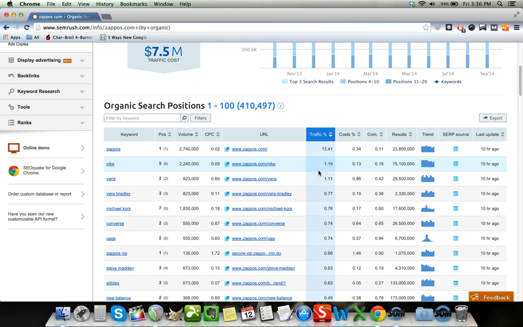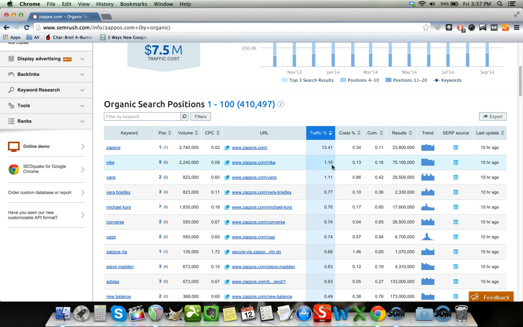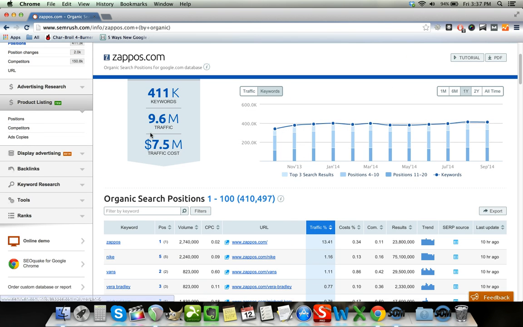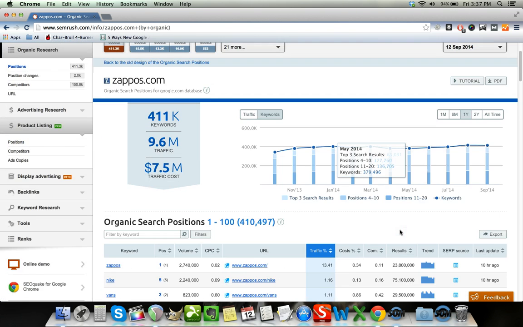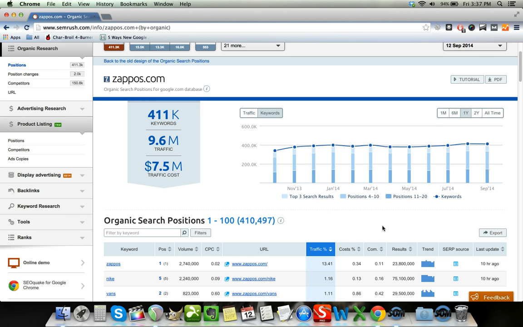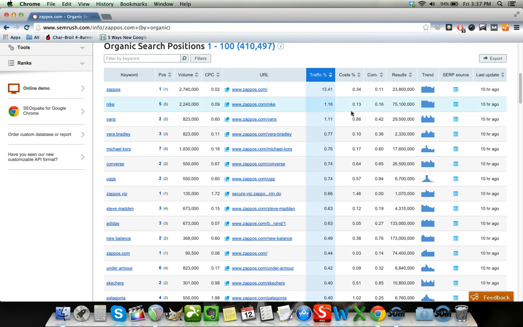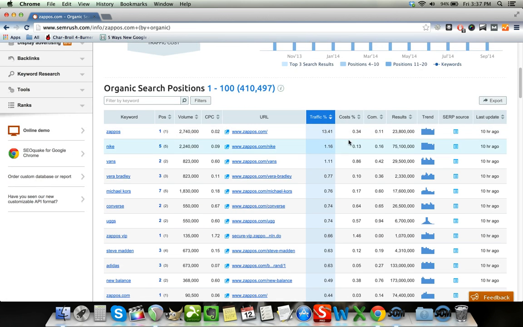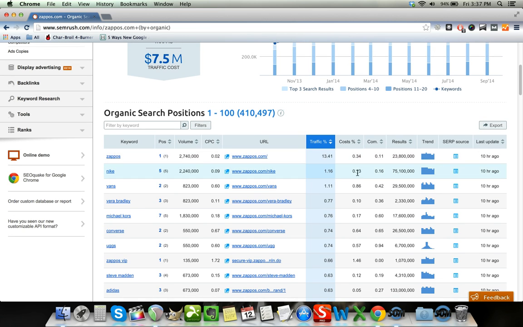The traffic percentage is 1.16%. That means that Nike drove 1.16% of those 9.6 million visits. The keyword Nike drove 1.16% of those visits. Next, we have the cost percentage, which is 0.13. That means that the keyword Nike made up 0.13% of the overall traffic value.